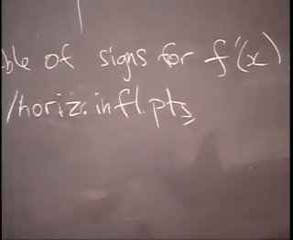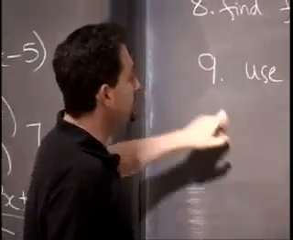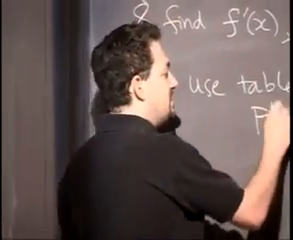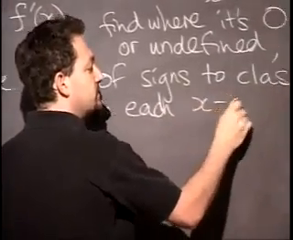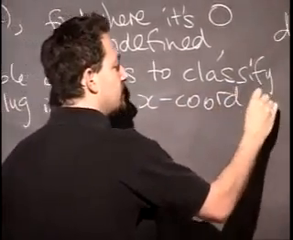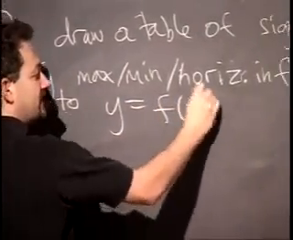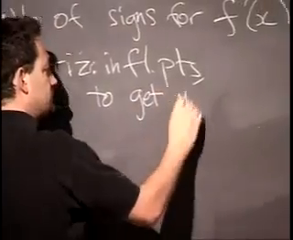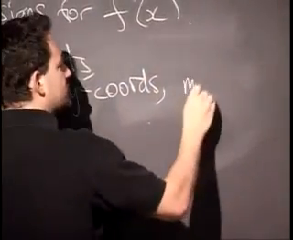What you really need to do is plug in those values, the max or the min, the x values, into the original function, not the derivative, into the original function. Plug each of these x coordinates into the original equation y equals f of x in order to get the y coordinates, and then mark these things on the graph.